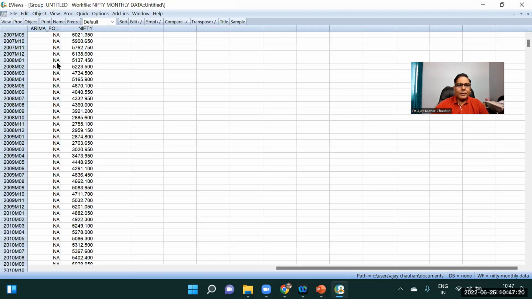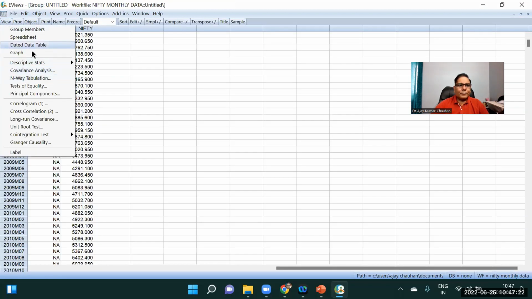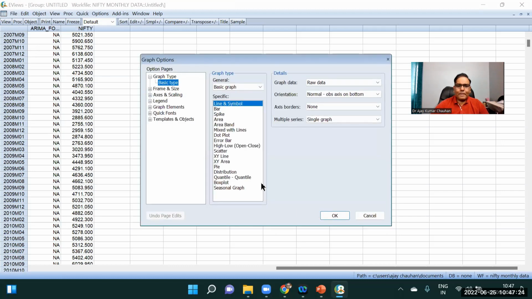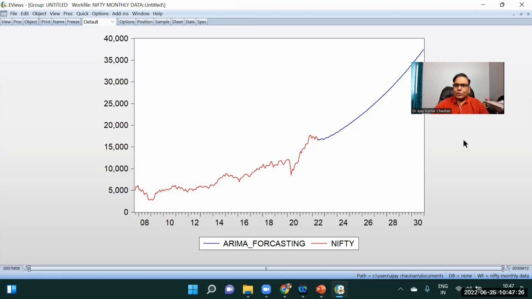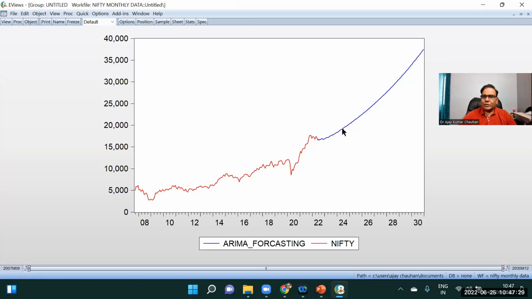Let's make the graph. So this is the value. This is the possible values of Nifty in the next 8 years. According to the ARIMA forecasting, it will cross 35,000. It will cross 35,000 in value after 8 years.